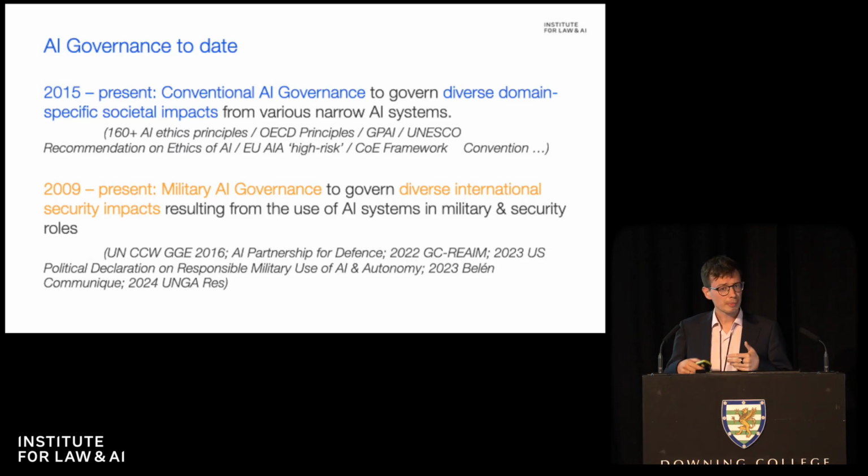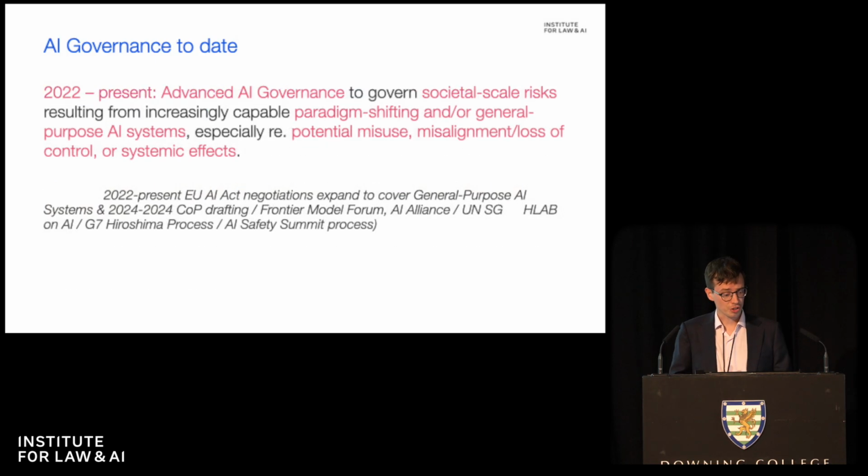In parallel, and actually starting a bit earlier already, although it didn't really kick off until 2014, there's a track focused on military AI governance. So the governance of the international security impacts from AI systems in military or security roles. And this takes place primarily in the UN Convention on Conventional Weapons, but in parallel also in unilateral initiatives such as the Partnership for Defense, the GC REAIM, and only more recently have we seen a bunch more larger activity at the UNGA because there's been such gridlock at the group of governmental experts.